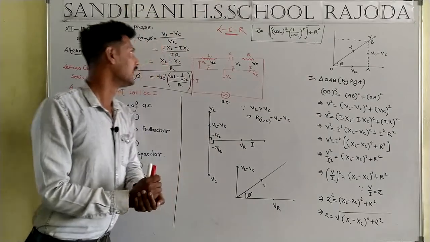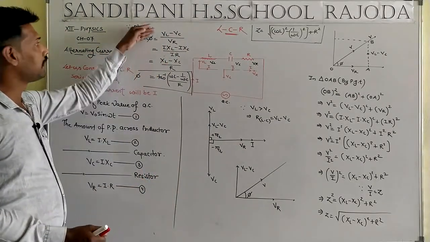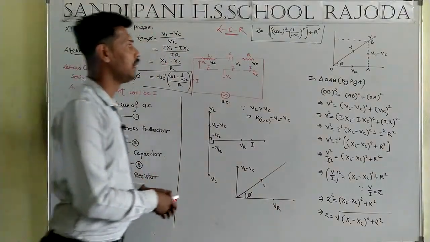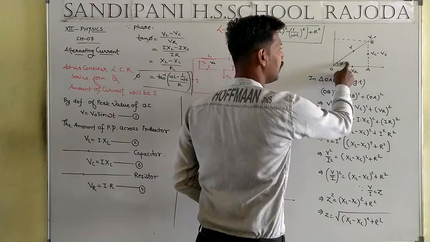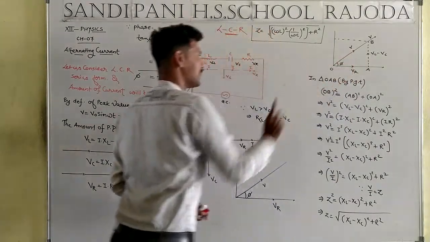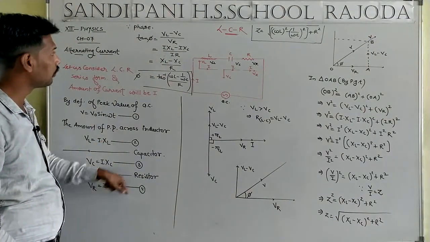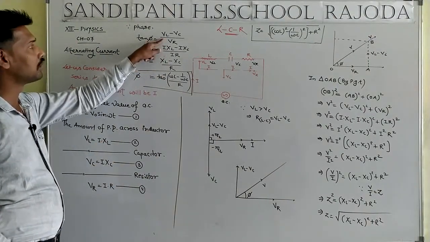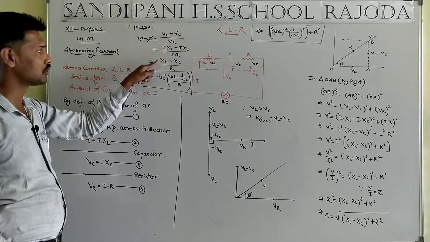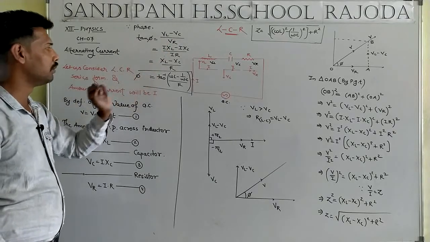Now next one, tan theta equals perpendicular by base. Perpendicular, that means the front side of the angle, and base, that means the remaining side. So by use of equations number 2nd, 3rd and 4th we get the values of VL, VC and VR. So simply the angle will be equal to these.